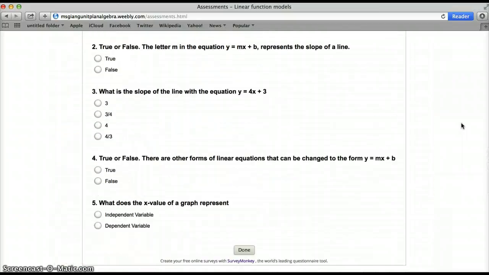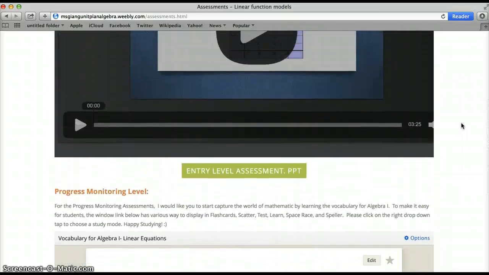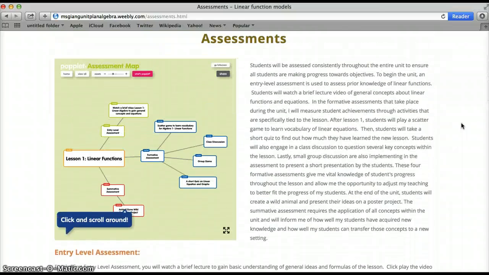And here is lesson 1. Let's move on to lesson 1.